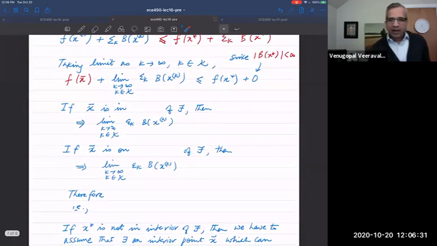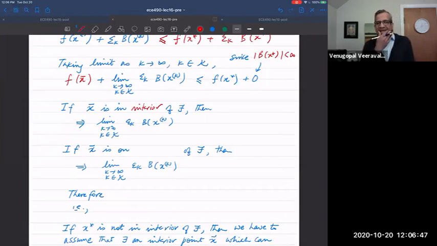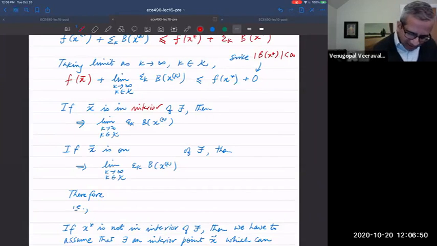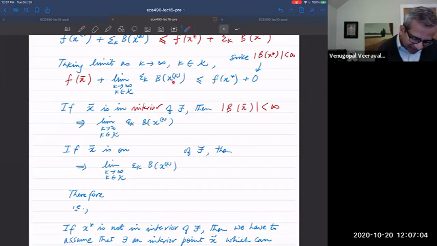Okay, so now we'll consider both cases. Suppose x star was in the interior, but x bar, we don't know where it's going to be. So let's assume that x bar is in the interior of f. Then the barrier function will be finite at x bar, right? Because of the interior. So if I look at this quantity here, this is finite. This is going to something finite, and this is going to 0. So the product of these two will go to 0.